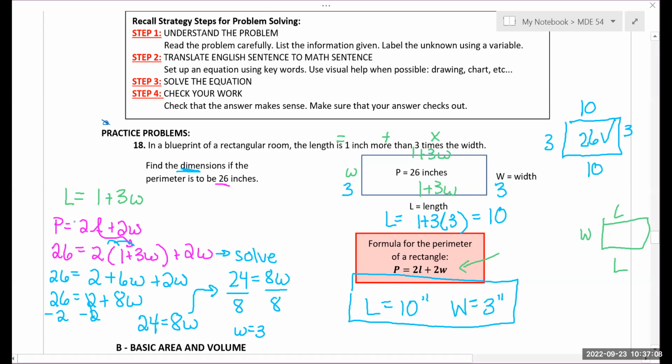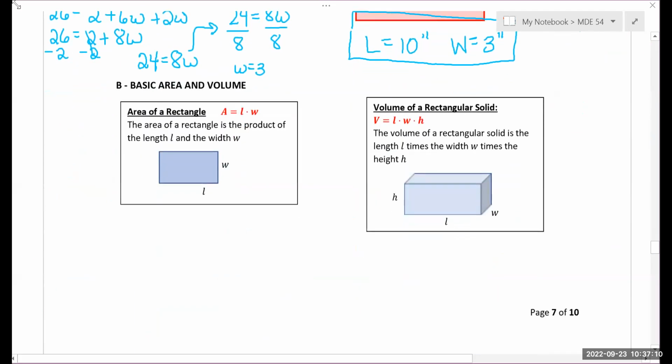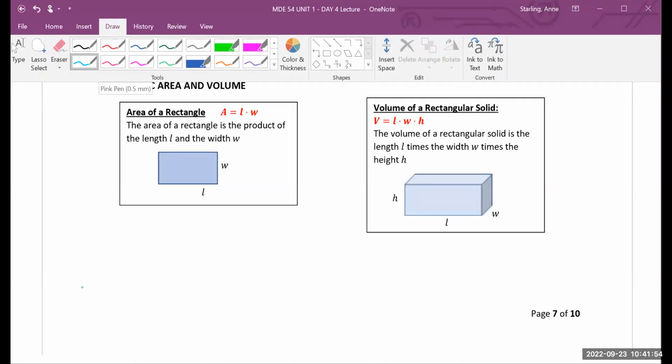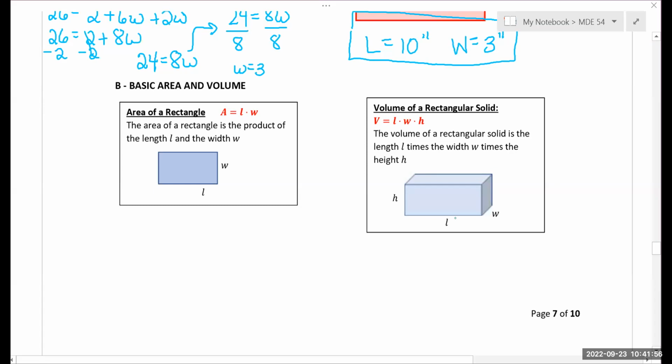Then our next piece is area and volume and how that works with units. Okay, so our next one is basic area and volume. So getting into that volume idea. Volume is length times width times height. Now, here's all we really want to take away from this.